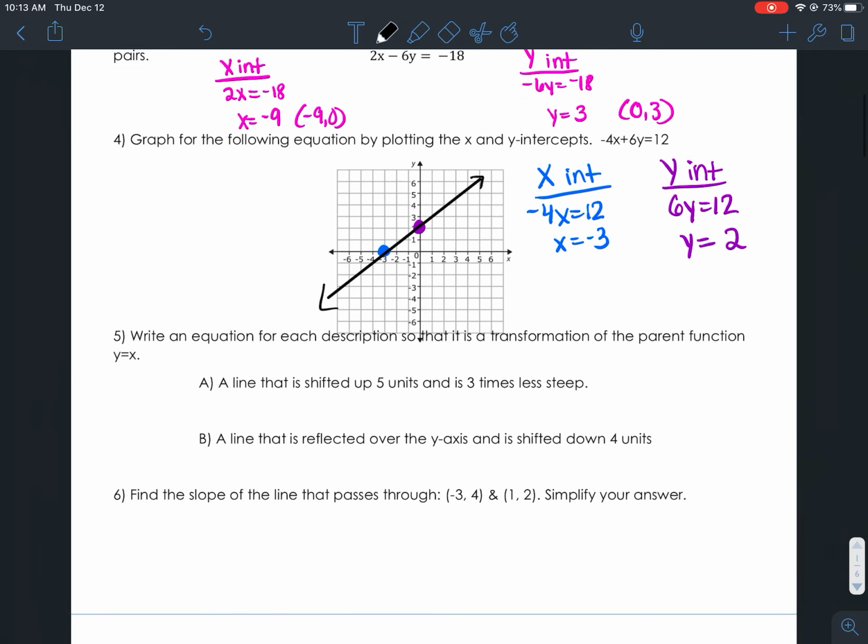Okay, for the next part, it says write an equation of the line. That's a transformation. You shift up 5, so now it's going to be plus 5. And 3 times less steep, remember that doesn't mean to make it negative. Less steep means divide, so we're looking for a fraction. If it's 3 times steeper, it'd be 3x, but since it's less steep, it's 1/3. A line that's reflected, so now my slope is negative, and shifted down 4 units. So that one looks like that.